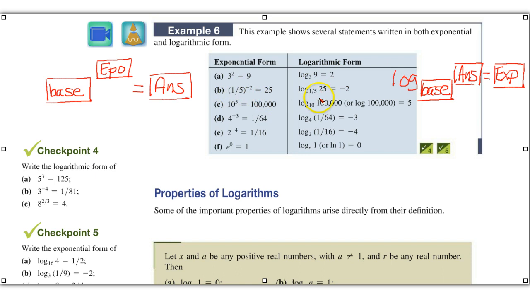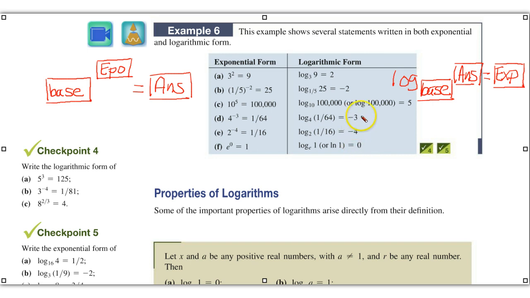And we can go down, and I don't want to read all these things to you. I have this chart in your booklet. Again, I might point out that anything to the 0 power, remember the exponent is 1. So the log base e of 1, or natural log of 1, is equal to 0.